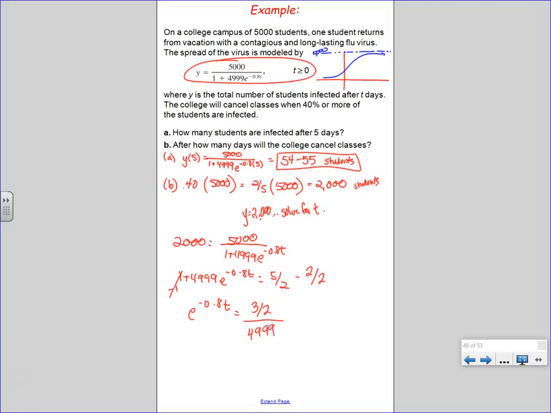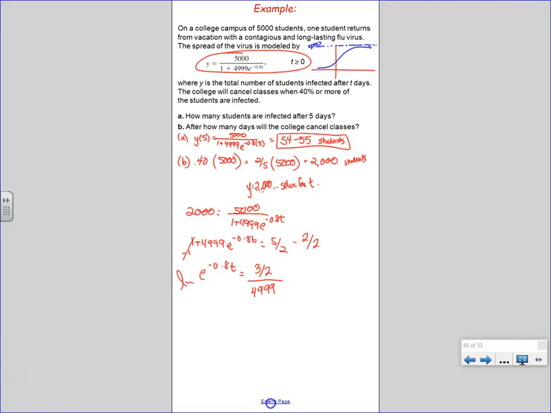How do I get to that t if it's in an e? Log base e? Yeah. So I can go ahead and take ln of both sides. So ln of this, ln of that. Save place. 1 over negative 0.8 times ln of 3 halves over 4,999.